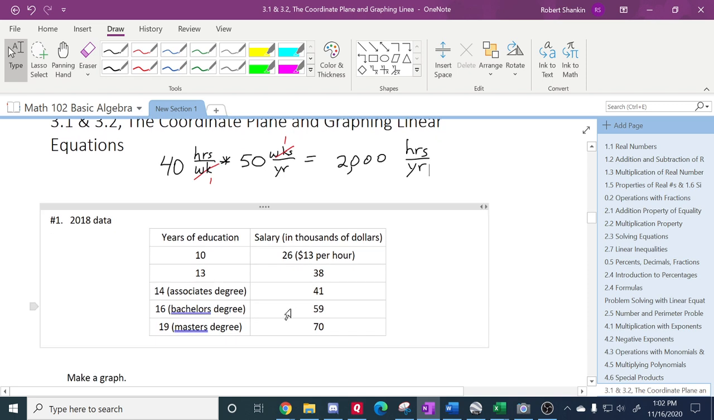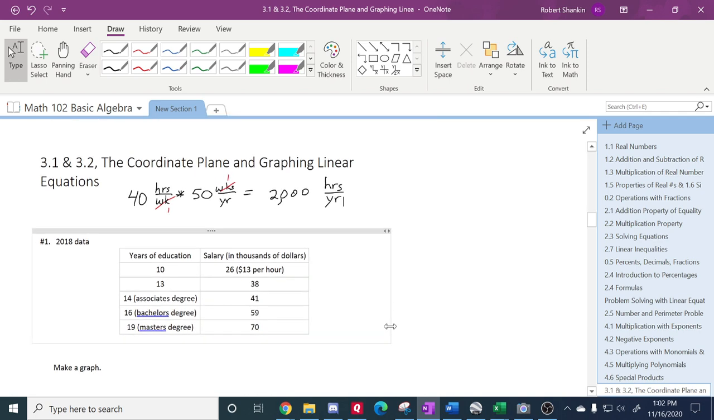All right. And so then people that have an associate's degree tend to make on average 41,000, bachelor's degree 59,000, master's 70,000. So that's the basic information. Suppose we're asked to make a graph out of this.